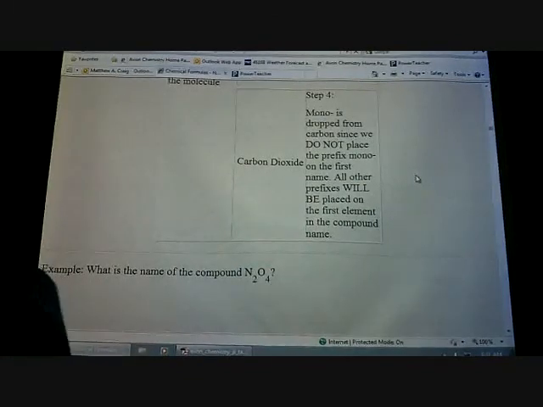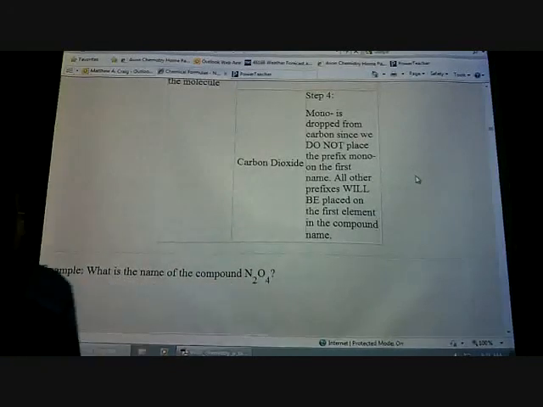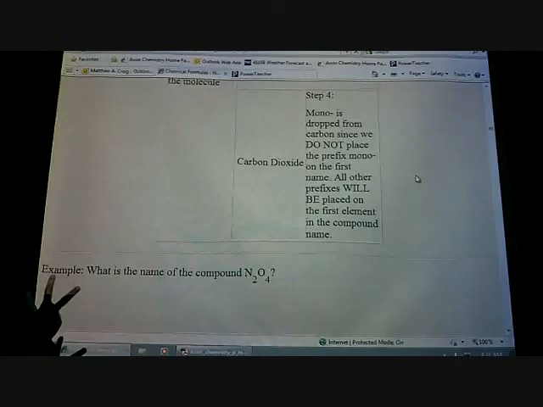This almost took about 10 minutes. All right, what's the name of this compound, N2O4? Dinitrogen. Again, we only dropped the last two syllables on the second element. So we're going to leave the first one as is.